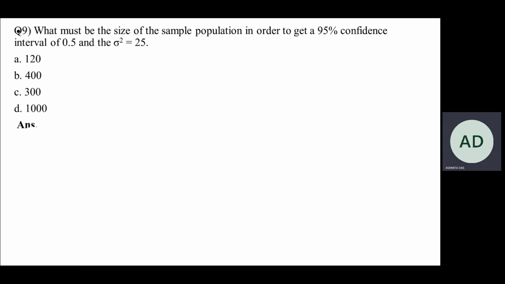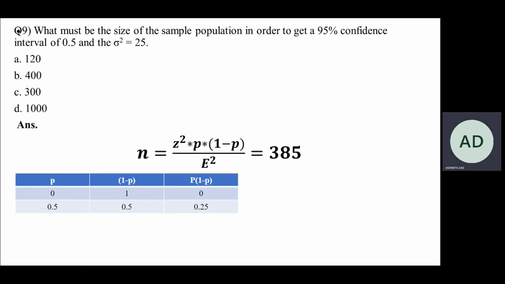Now moving to question number 9. What must be the size of the sample population in order to get a 95% confidence interval of 0.5 and the sigma square equals 25? So we have to calculate n equals z square into p into 1 minus p divided by e square. So the value comes as 385.